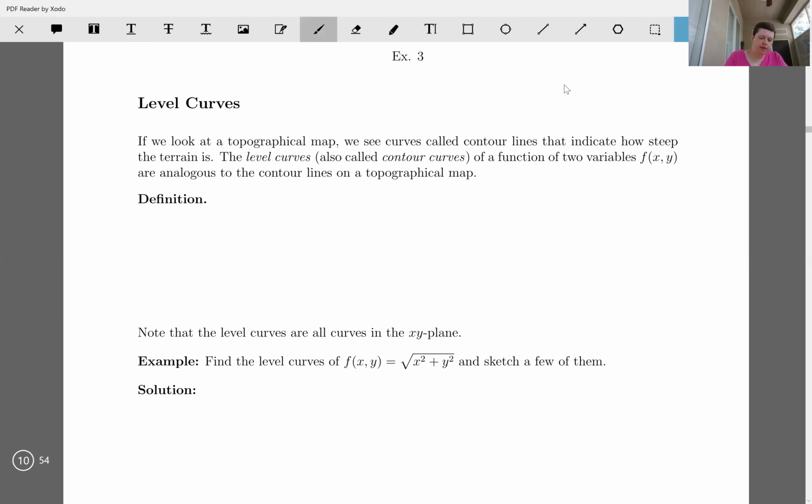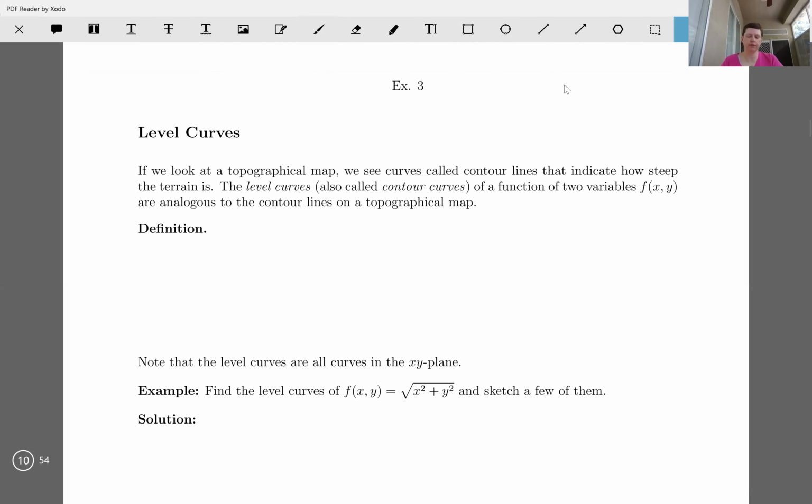There's another thing associated with these functions of higher variables, and that's something called level curves. So if you look at a topographical map, we see curves that are called contour lines, and they indicate how steep the terrain is. The level curves, also called the contour curves of a function of two variables, f of x, y, are analogous to the contour lines on a topographical map.